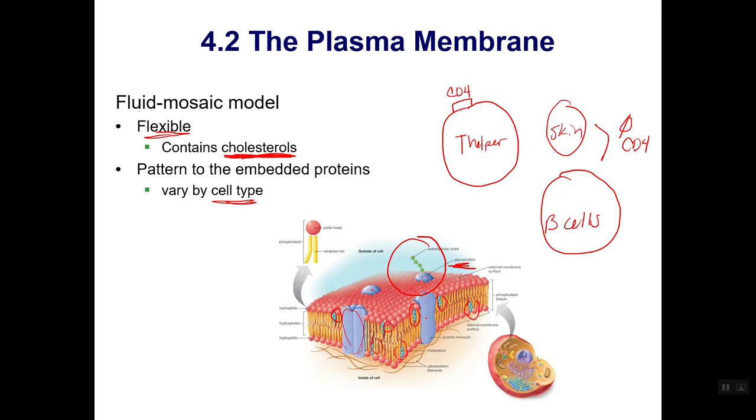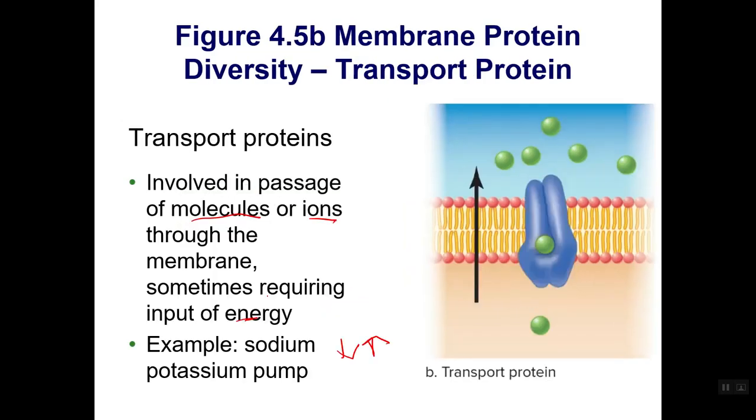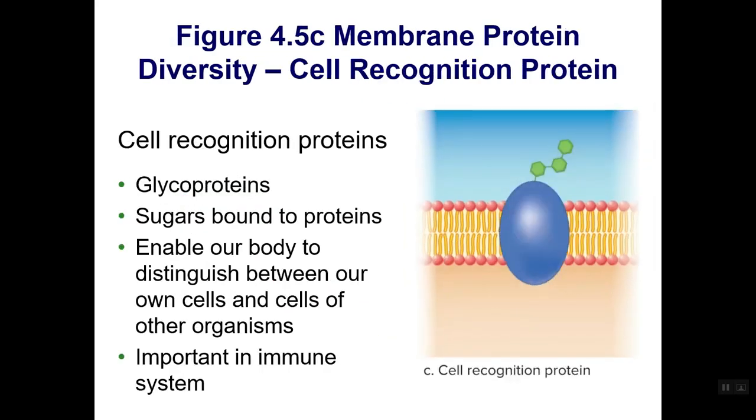Glyco, think glycogen, glucose, has something to do with sugars. Simple sugar chains are carbohydrates. So it's a carbohydrate chain attached to a protein, hence the name glycoprotein. Okay, so here's the picture of it. You can see your protein and the carbohydrate chain here, hence the term glycoproteins. They're sugars bound to proteins. But they enable our body to distinguish between our own cells and cells of other organisms.